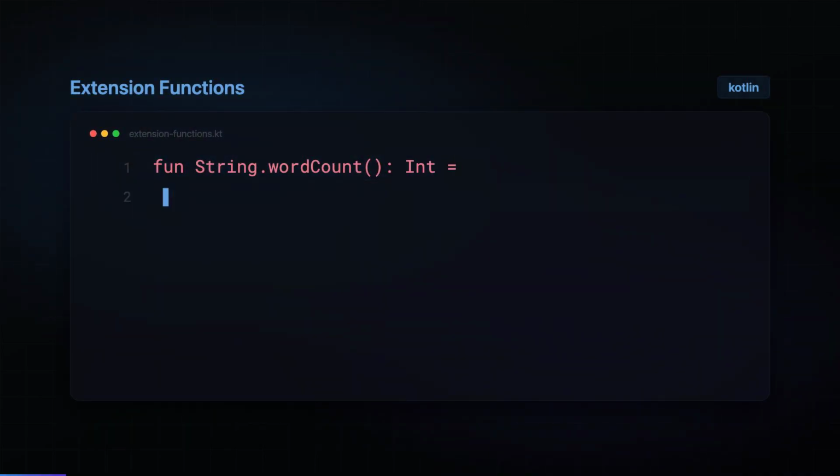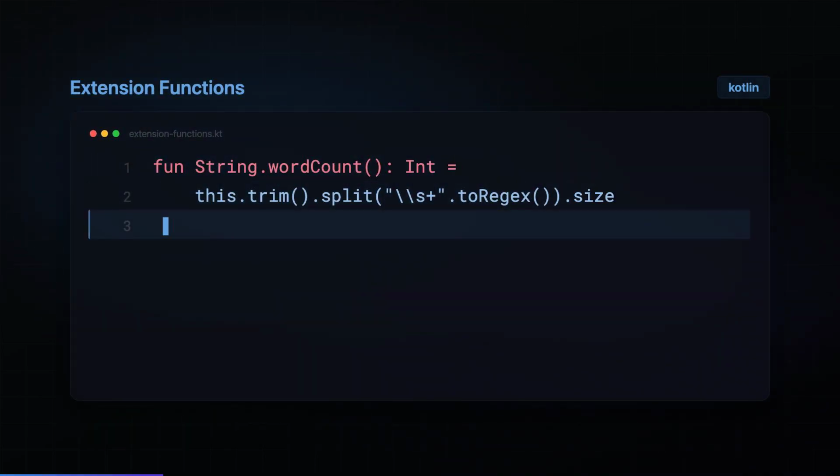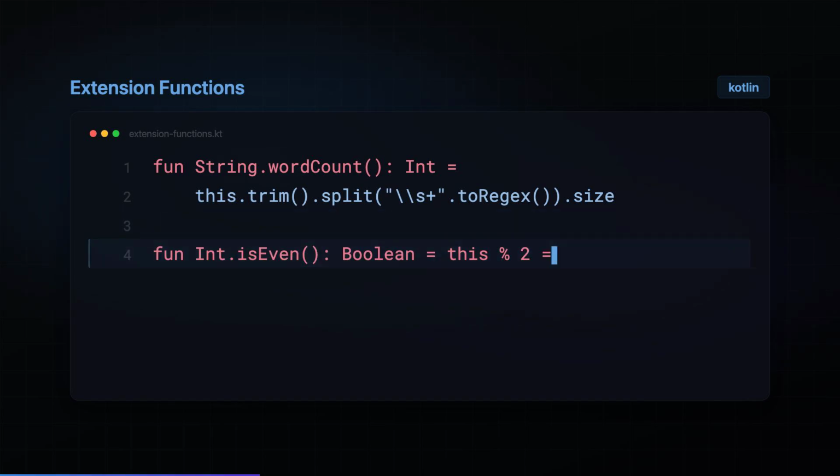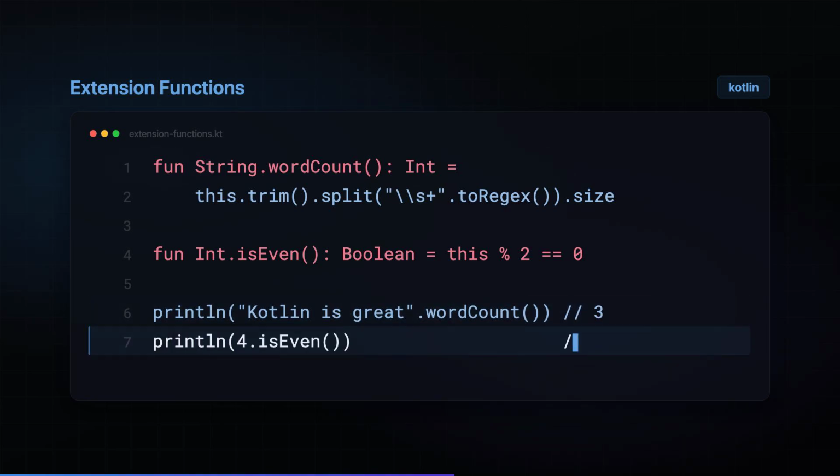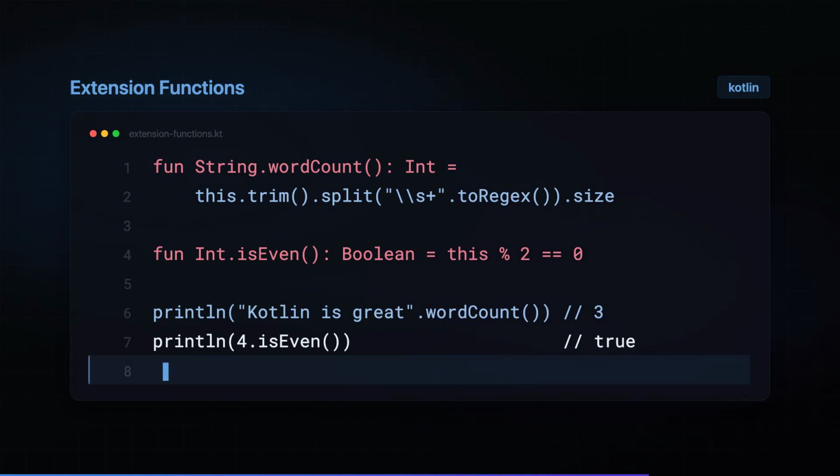Extension functions add methods to existing classes without subclassing or modifying them. Define fun String.wordCount, and every string in the codebase gains that method. The compiler compiles them to static utility functions, so there is zero runtime overhead.